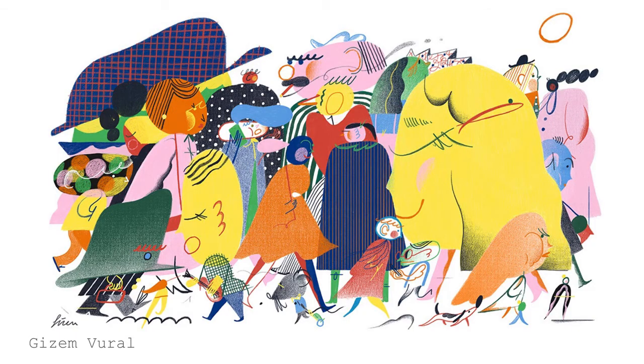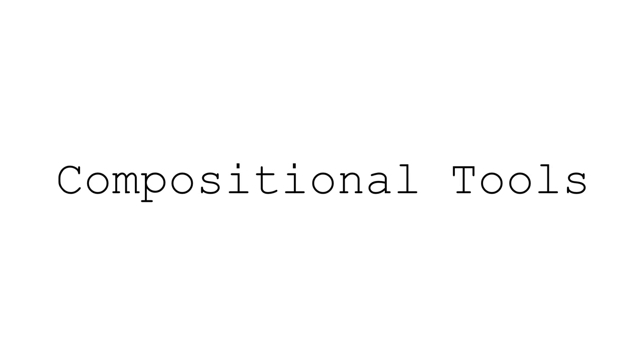This is another example. This crowd of people, there's not any one particular person that you necessarily look at first. You kind of see all of them together as a pattern. Next, I'm going to talk about some compositional tools. So these are some other things to keep in mind when you're arranging a composition.